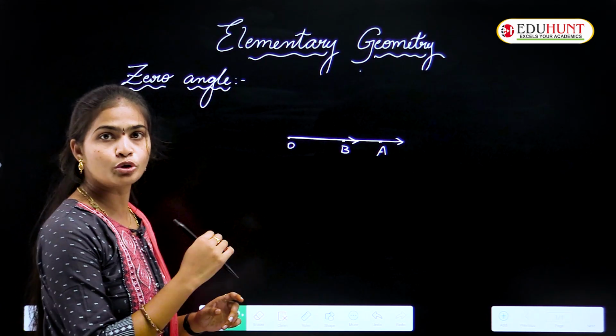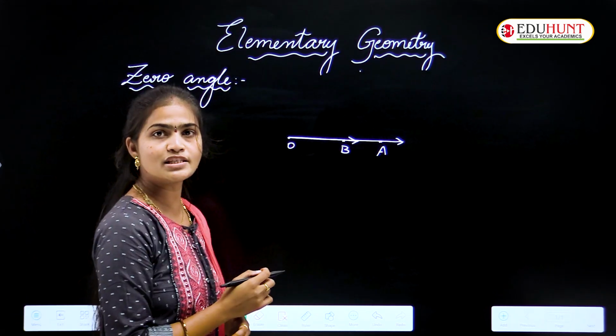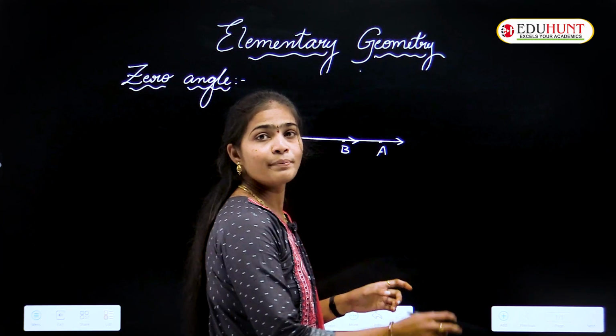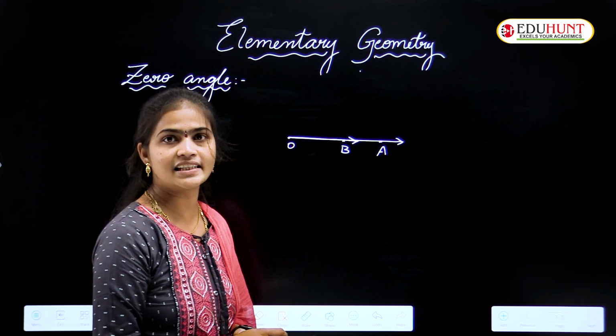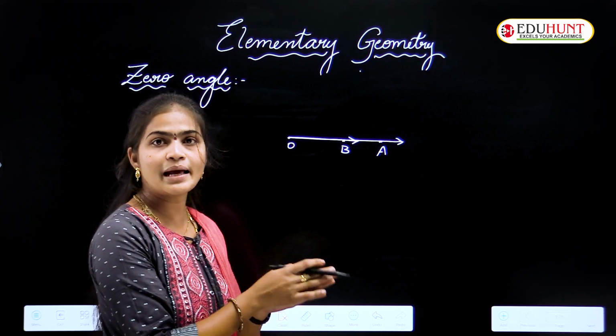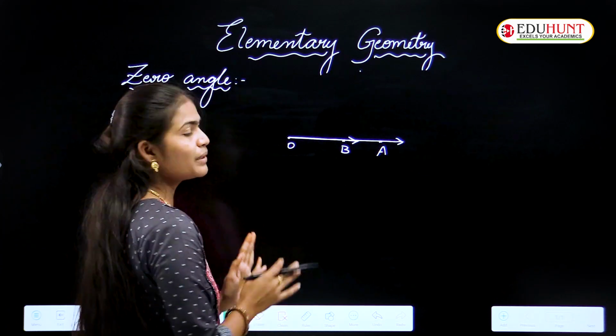Actually here I have taken two rays. One is OA, another one is OB. But what is the meaning of this diagram? It means the two rays coincide with each other, which means the two rays overlap each other, right? So that is the meaning of this diagram.